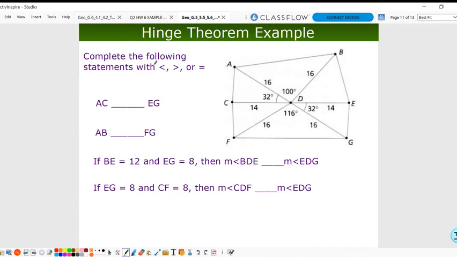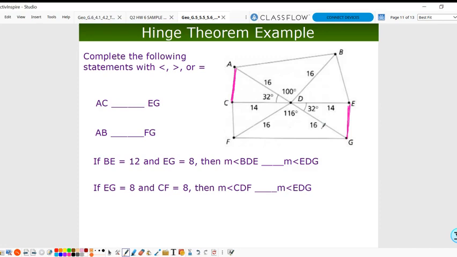Complete the following statements with less than, greater than, or equal to. We have segment AC compared to EG. Here is AC, and here's EG. So I'm looking at the two side lengths and the included angle. My side lengths here are 16 and 14 with an included angle of 32. And again, I have 16 and 14 with an included angle of 32.